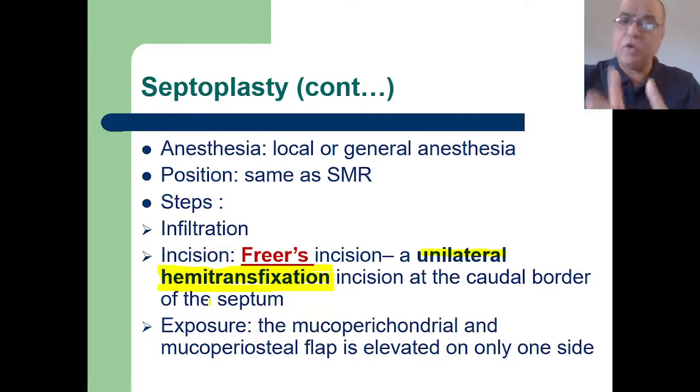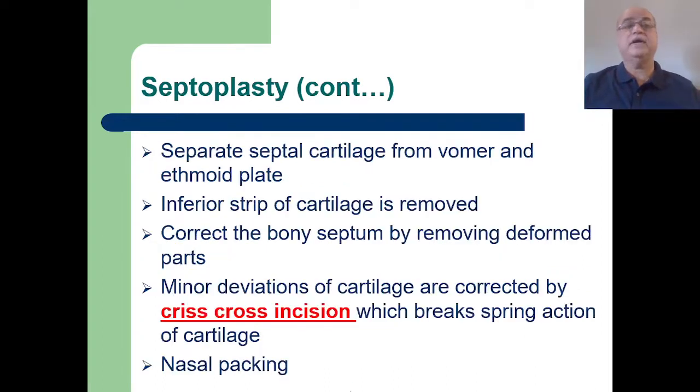But most commonly, the incision which is usually used for septoplasty, and in multiple choice questions they do ask, you have to mention Freer's incision, which is at the caudal border of the nasal septum. This is also called unilateral hemitransfixation incision. And then we raise the mucoperichondrial and mucoperiosteal flap, usually on the one side. On the other side, we just elevate on the deflected part. So mostly only on the one side, the flap is being raised.